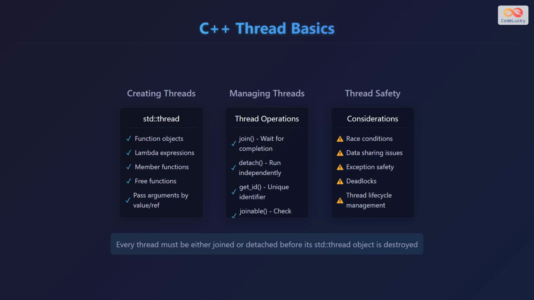When considering thread safety, remember that race conditions can occur, leading to data sharing issues. Exception safety and deadlocks are also crucial considerations, along with proper thread lifecycle management. Keep in mind that every thread must be either joined or detached before its standard thread object is destroyed to avoid program termination.